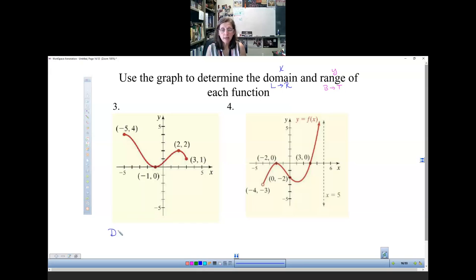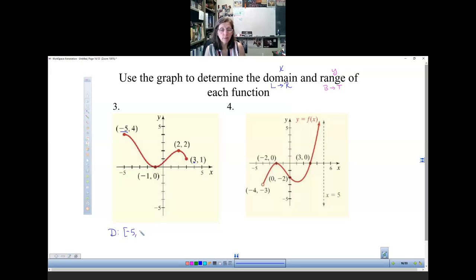So let's talk about the domain for this function. So the domain for this function, we start on the left side and we figure out where the first point is. And here is the first point, and I look at the x value, okay? And then I follow my graph, so I'm going to have a square bracket, and it's going to start at negative 5. And I'm going to follow my graph to the end. And here's where my graph ends. My graph ends at an x value of 3.